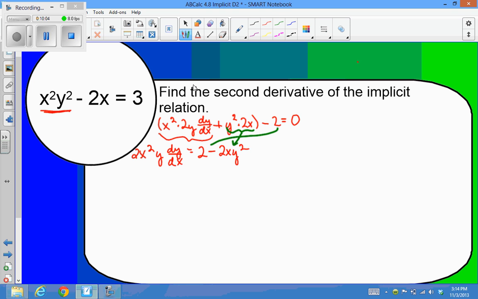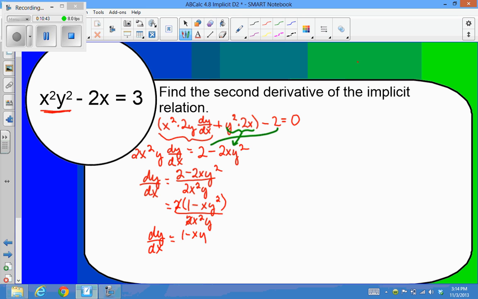Divide both sides by 2x squared y, and I have dy/dx equals 2 minus 2xy squared divided by 2x squared y. There is a 2 in common there that I can factor out, so that'll be 2 times parentheses 1 minus xy squared, divided by 2x squared y, and cancel my 2's, and so my final dy/dx is 1 minus xy squared all over x squared y.